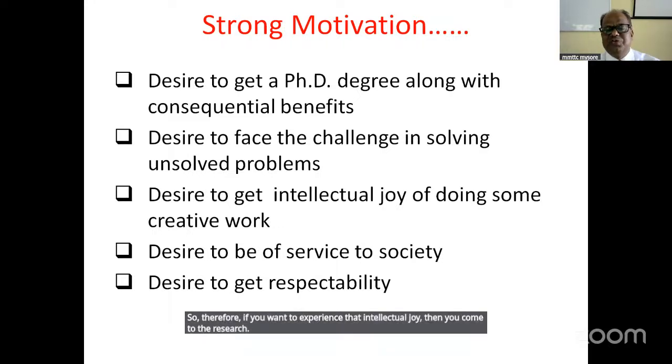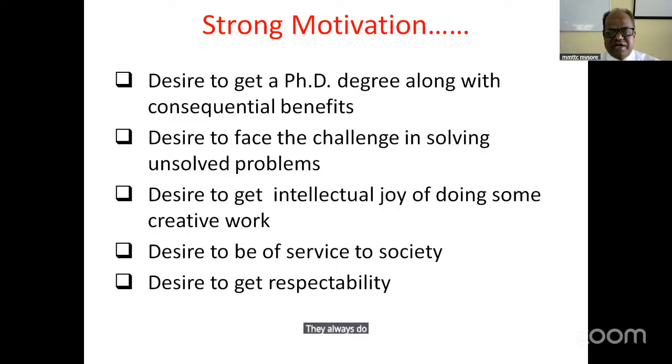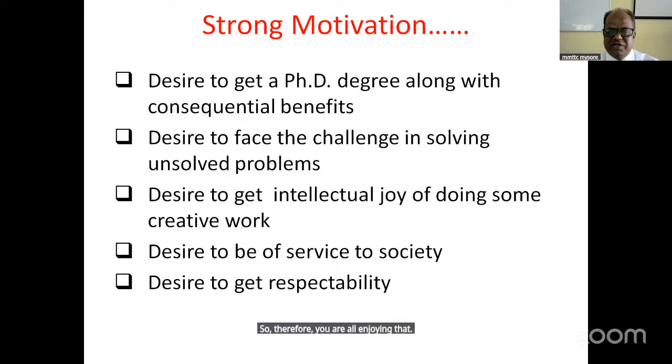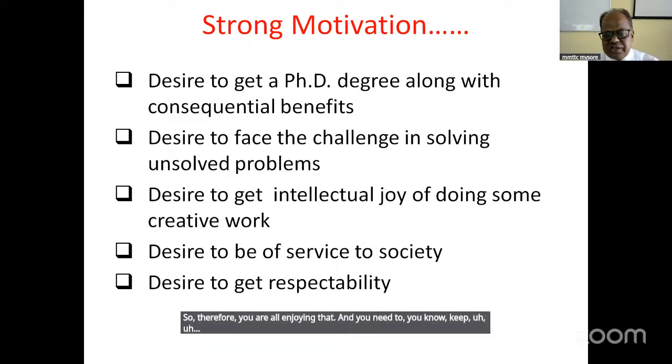They always do very creative work. It is not an ordinary job. Nobody else can do that. So teaching is a noble profession, and you are all enjoying that. And you need to keep track of that. Similarly, in research also, they get a very high level of intellectual joy while doing that research, and sharing that knowledge with fellow scientists and colleagues is very important.